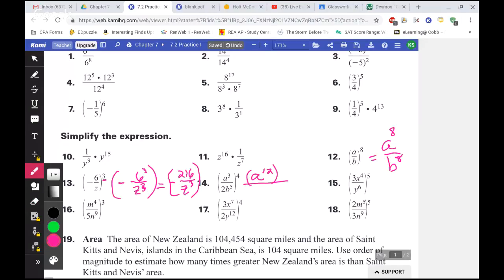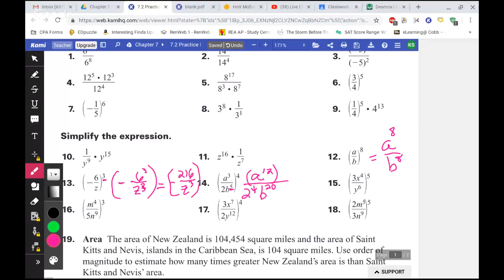Now distribute that 4 to everything in the denominator, and I mean everything. So that's 2 to the 4th, b to the 20th. This 5 right here, that fifth power, is only on the b. It is not on the 2. It's only on the b.